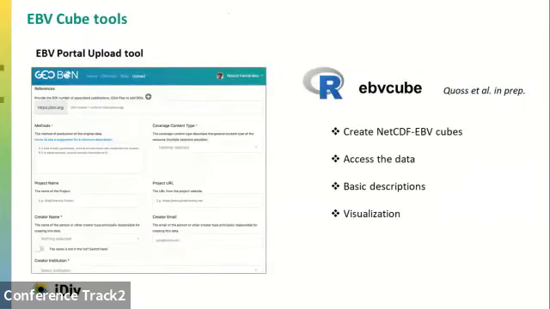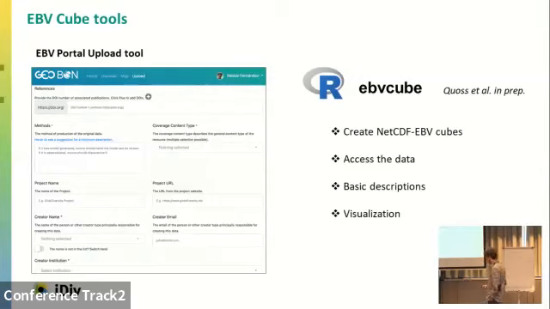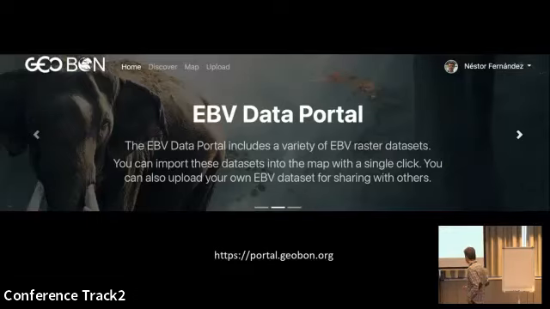Luise is here at the table also. She presented her poster briefly yesterday. She has developed the R package called EBV Cube, which allows users to easily create those data structures from TIFF layers, for example. And we are now also in the process of developing a QGIS plugin to do it in a GIS environment also. Okay, if you want to see the EBV portal, please go to portal.geobon.org.